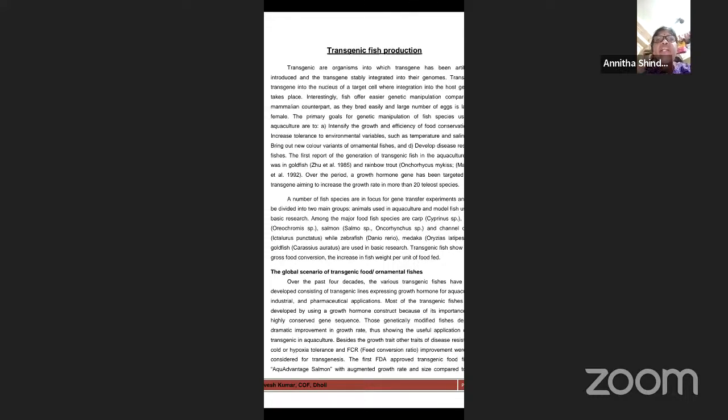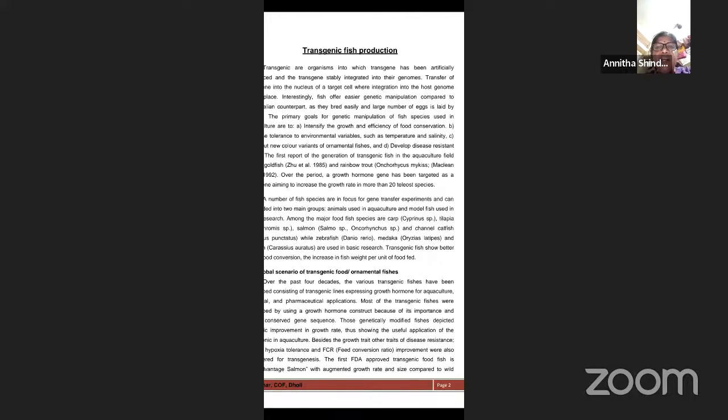So in the production of transgenics, the protocol is the same. A number of scientists have worked on it, and they are trying to produce different transgenic fishes. You have seen Medaka, tilapia, and bass. Different types of fishes have been produced artificially by applying these gene manipulation techniques.